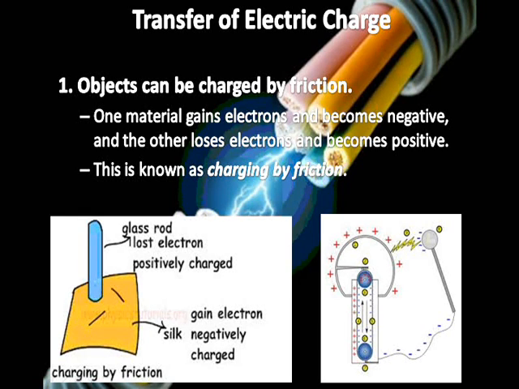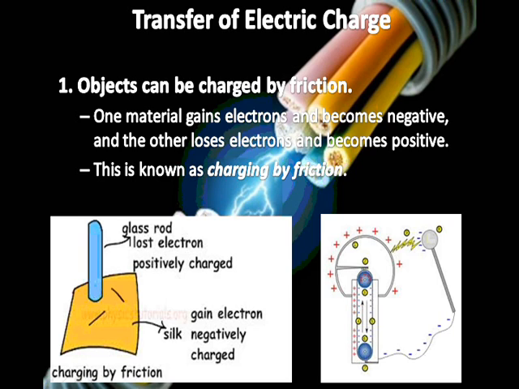This is when one material gains electrons and becomes negative, and the other loses electrons and becomes positive. This happens when you're getting in and out of a car. When you're getting in and out of the car, your clothes rub against the fabric of the car seat, and you're charging by friction. So one part is becoming negative, the other part is becoming positive. And that's one reason why you have static electricity when you get out of the car and touch the door. A lot of times you'll get shocked, and that's static electricity.